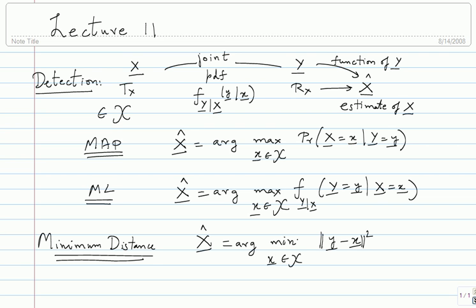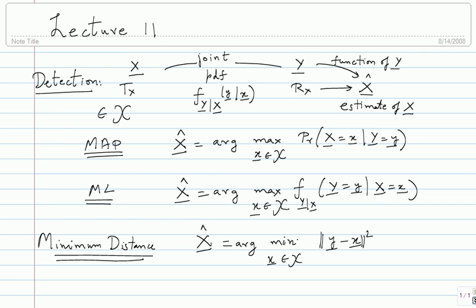Okay, so I can choose to do such a detector as well if I want to. But when will it be optimal? Several things have to be true. First of all, ML has to be optimal, and then you have to have AWGN, all that. Okay, so all this AWGN stuff comes only at the minimum distance level.